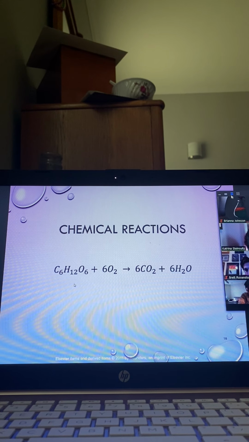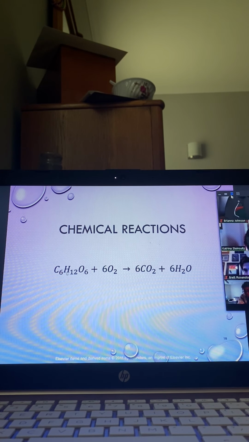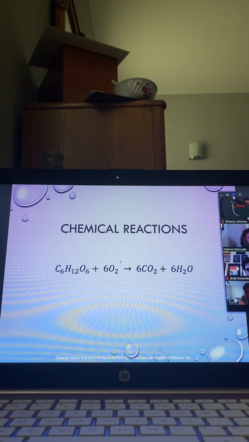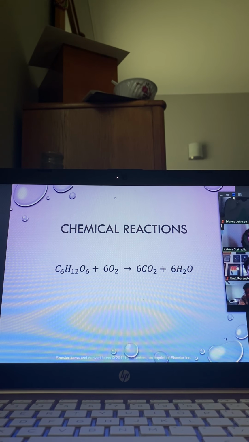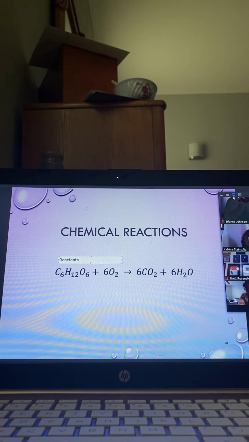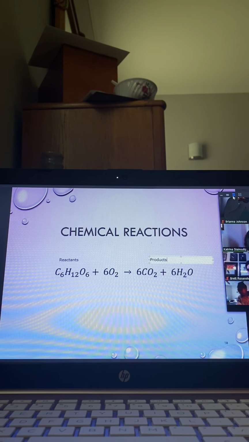So how we build those together, though, are the basis for chemical reactions. This is one that's listed in your textbook. Like I said, this is glucose, which is a sugar, and oxygen, which we breathe in. And it breaks down into carbon dioxide and water. So what we have here is basically a simple chemical equation, which starts, let me get my annotations going here, on the left side with the reactants, and then on the right side we have the products. And the arrow is the connector between the two.